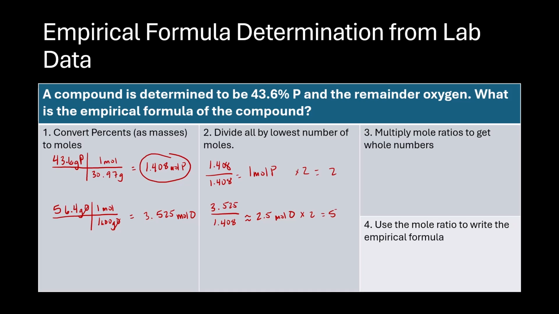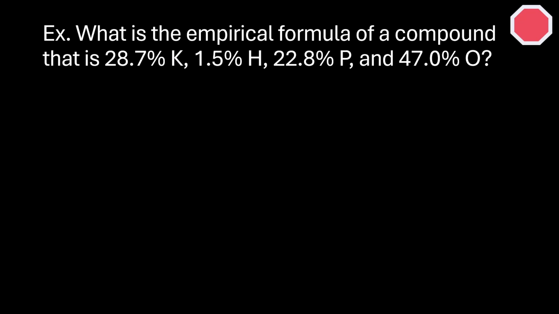So that's what that step 3 is. Okay, step 3 is just multiplying them so that you have whole numbers here. And then step 4, we're going to use those numbers to write the empirical formula. So we have P2O5, and we are done. So go ahead and try this problem on your own.